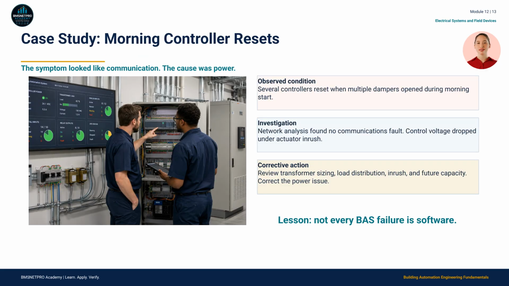Here is a realistic field scenario. Multiple controllers reset during morning start. The team initially suspects the network because the symptom appears as lost communication, but the communication problem is only the result. The real cause is a control transformer voltage drop when several actuators start moving at the same time. The lasting correction is transformer sizing and load distribution, not replacing controllers or rewriting logic. This is why electrical fundamentals matter to BAS professionals.